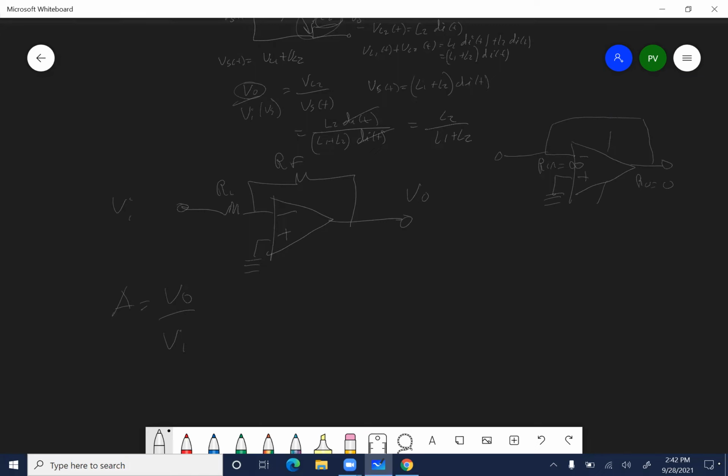But this is an inverting op amp configuration. So what we need to do is prove the inverting op amp gain. Let's check and see. What is the gain of an inverting op amp? What do you remember? Negative RF over RI. Does that ring a bell? How do you get RF over RI?